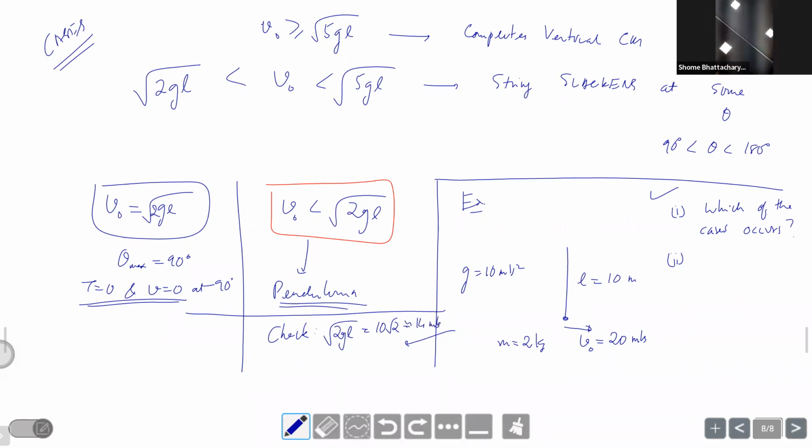Okay. And you need to check √5GL, which is 10√5. That's how much? √5 is about 2.2 or 2.3. So about 22. You can see that V0 is falling right in between.